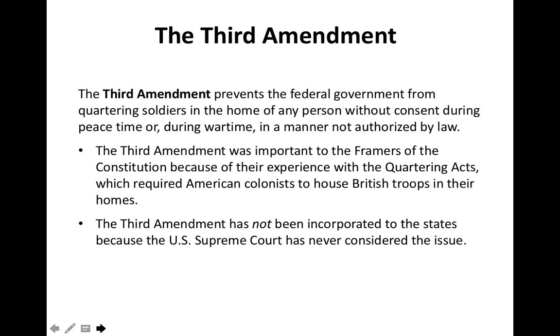So the Third Amendment prevents the federal government from ordering soldiers into the home of any person without consent during peacetime or war in a manner not authorized by law. We don't really have to worry about that, okay?